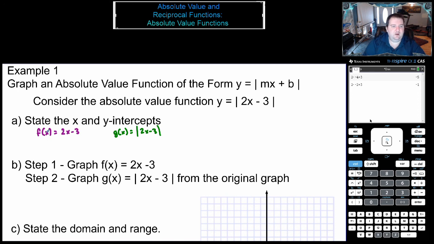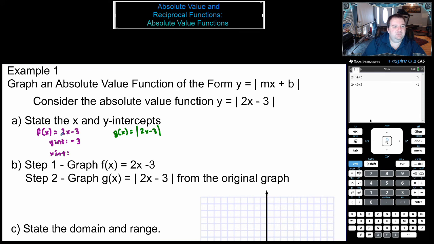Now let's figure out what is my y-intercept here. So this is really easy. My y-intercept is when x is 0, so y equals 2x minus 3 when x is 0. That means 2 times 0 is 0, minus 3 is -3. What's my x-intercept?